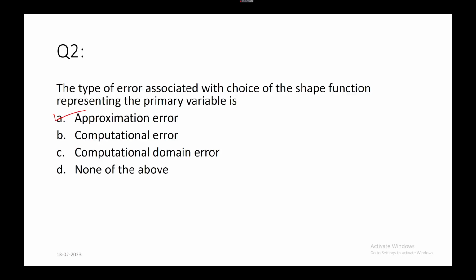Okay, so we'll see the answer. Yes, you are right. Approximation error. So basically, there are 3 types of error which you might have seen. Approximation error deals with the error which is associated with the assumption of the polynomial for the shape function representing the primary variable. So we'll now go to the next question.